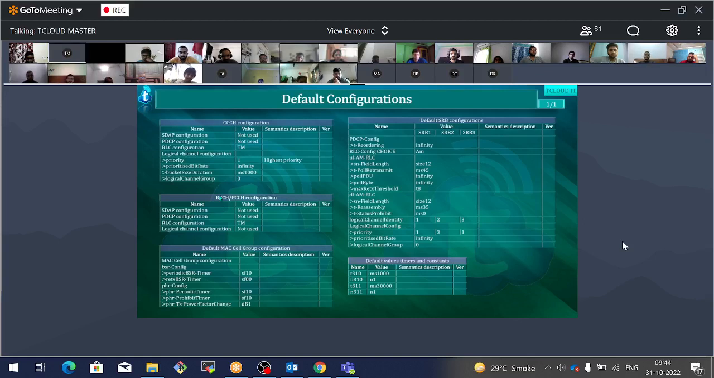Similarly, BCCH BCH configuration. RLC works in TM. There is no logical channel configuration applicable for BCCH PCCH, because typically these would be sent on common resources, and dedicated physical channels would be there to send the BCCH, for example, PBCH, etc. You won't be providing any kind of priority related mechanisms; it is not needed.